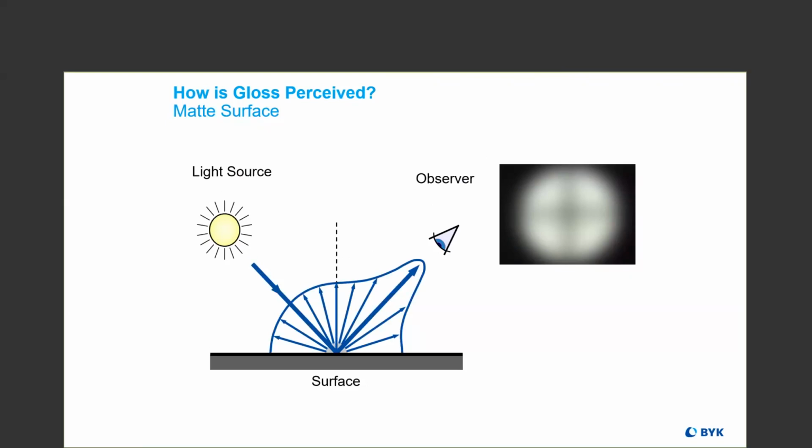That's the basic difference between a low gloss and a high gloss surface. A high gloss surface has high specular reflection and lower diffuse reflection. A matte or low gloss surface has higher diffuse reflection and lower specular reflection.